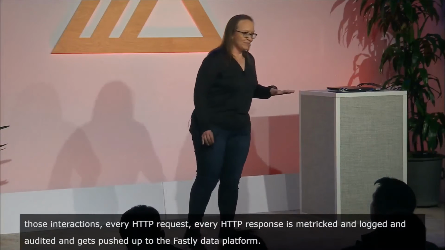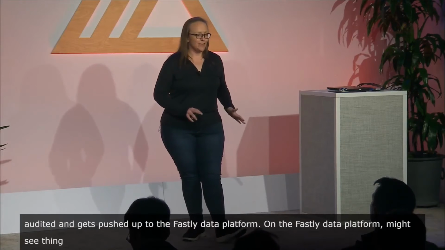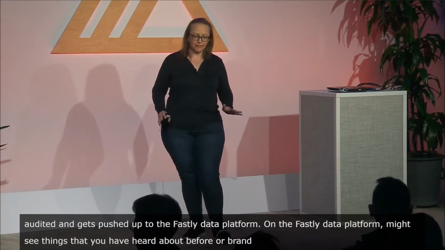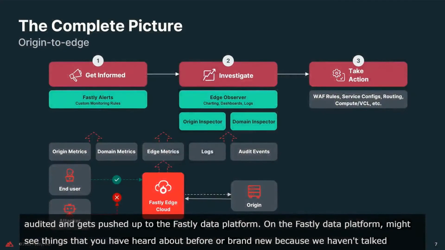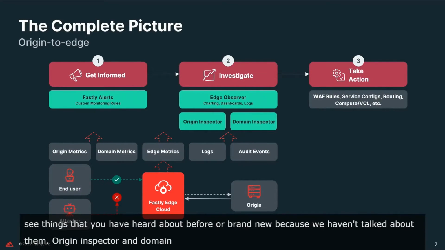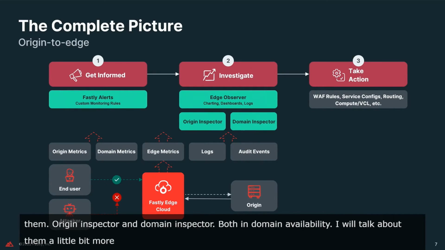On the Fastly data platform, you might see some things here that you've heard of before, and you might see some things that are brand new because we haven't talked about them. So the two existing products we have that are on here are Origin Inspector and Domain Inspector. They are both in general availability. You can have them right now. I'll talk about them a little bit more. Very exciting news on those.